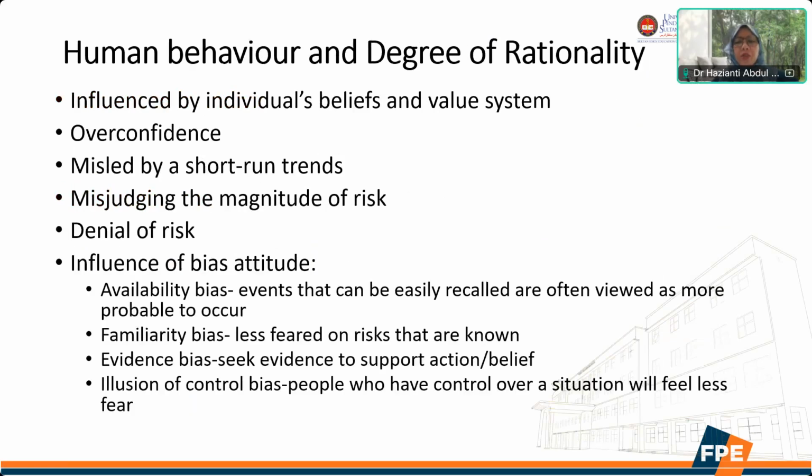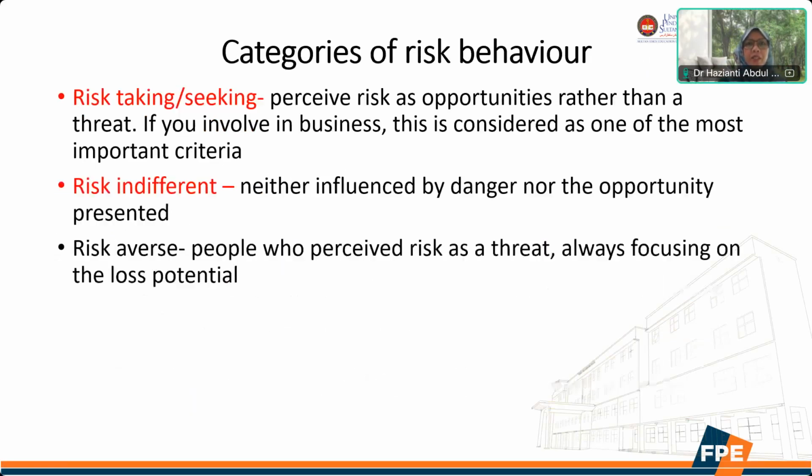Okay, so again, when we learn about risk, eventually we have to learn about human behavior, because different people might have a different degree of risk tolerance. So for this part, the categories of risk behavior are also known as risk tolerance. So how do you tolerate certain risks?